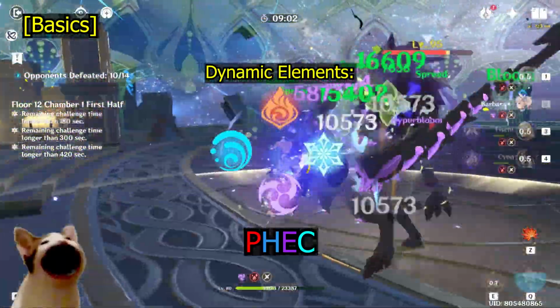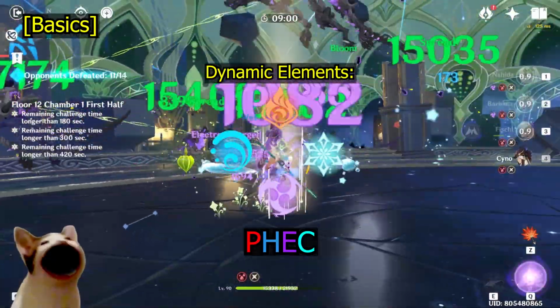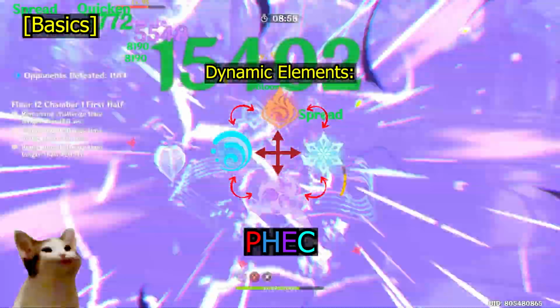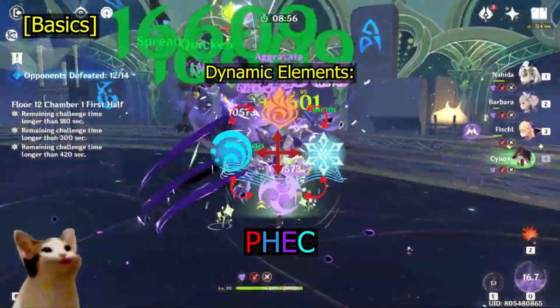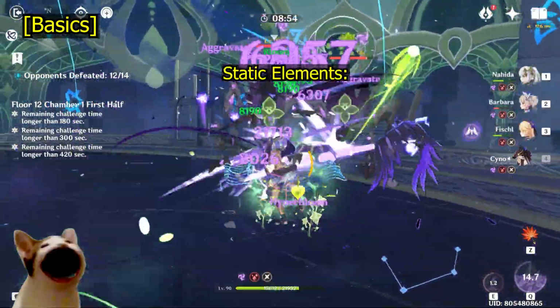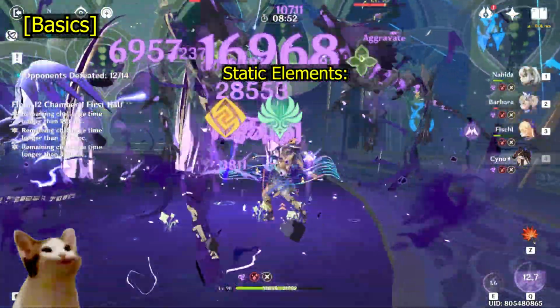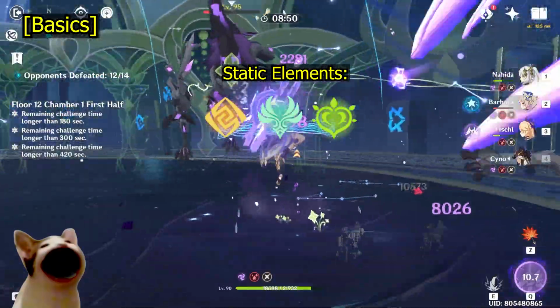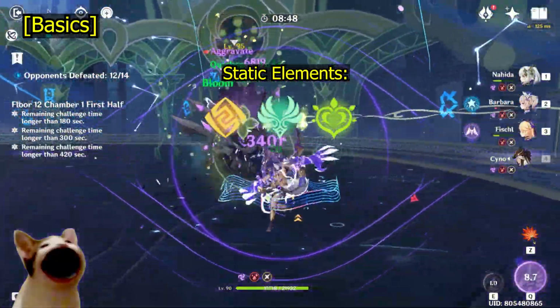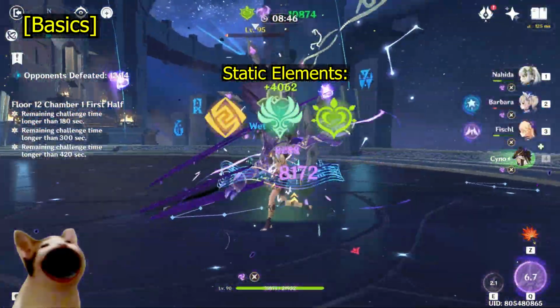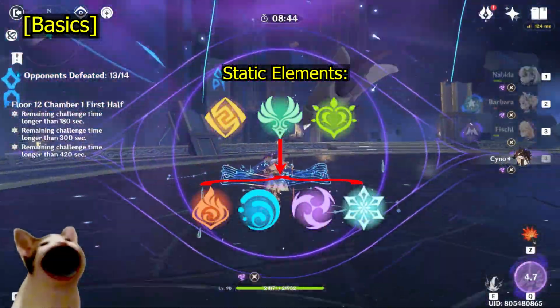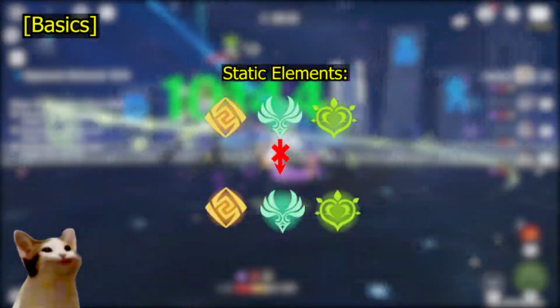These elements are dynamic because they can create elemental reactions with any elements in the game, aside from themselves of course. Meanwhile, the static elements are Anemo, Geo, and Dendro. These are considered static because they can only create elemental reactions with the elements in the dynamic group and not with the elements in the static group.